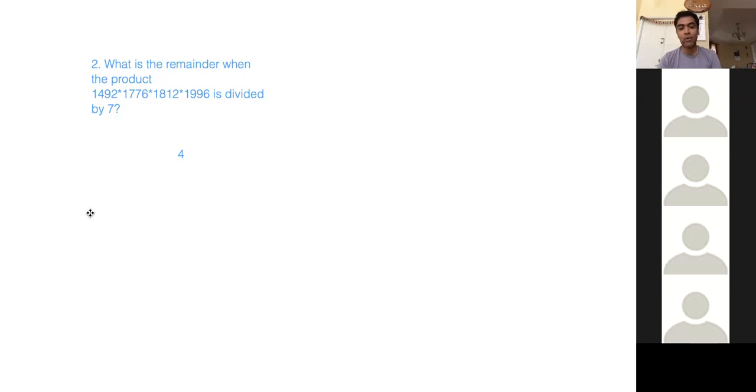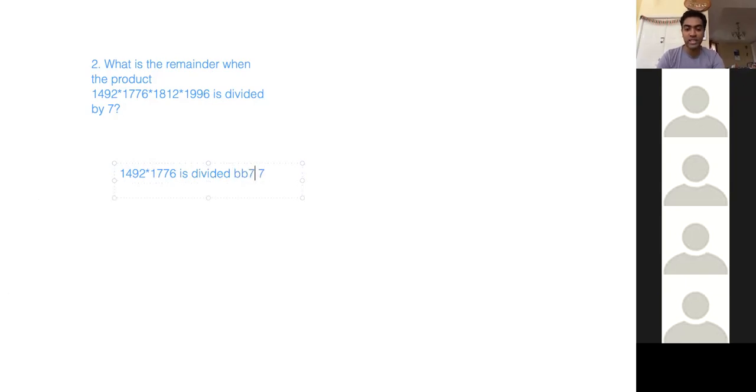Okay, so let's think about why. So for 5, why does the last digit work? But let's think about it in terms of if I write this number as, so let's make it an even smaller product. Let's just say 1492 times 1776. Okay, now I want to find what is the remainder when this is divided by 7.